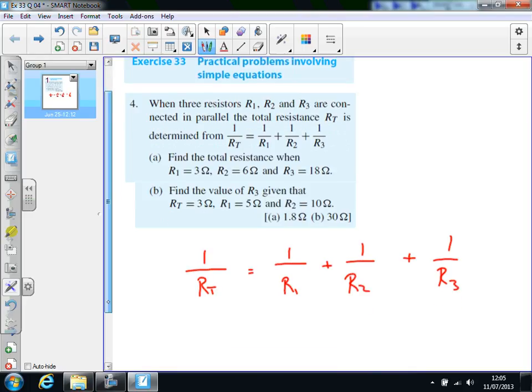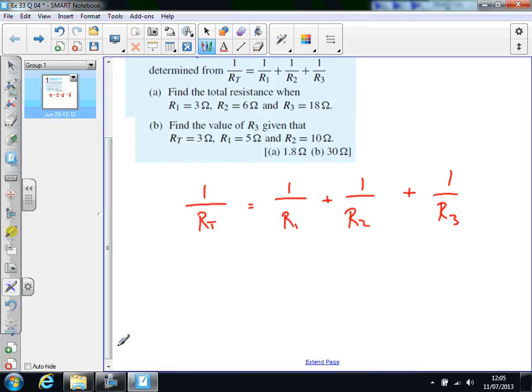If you look at the formula, and I've rewritten it here, if I put in the values for 1 over R1, 1 over R2 and 1 over R3 and work out what that is, the thing to be aware of here is that it does not give us RT, it gives us 1 over RT, or the inverse of RT. So then we have to work out what 1 over that is to get RT.